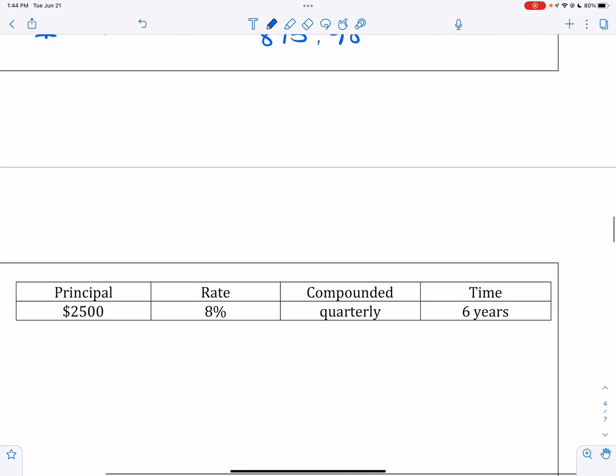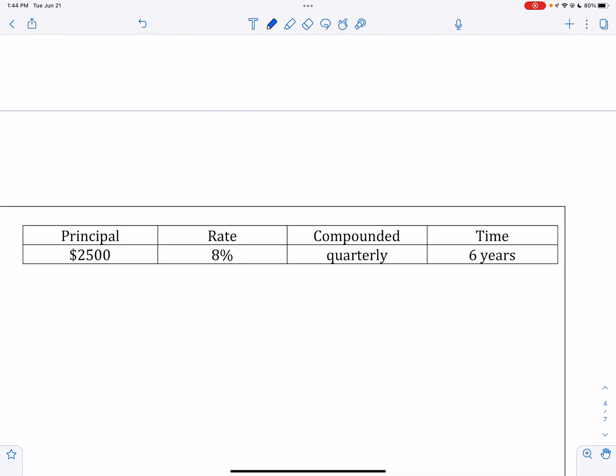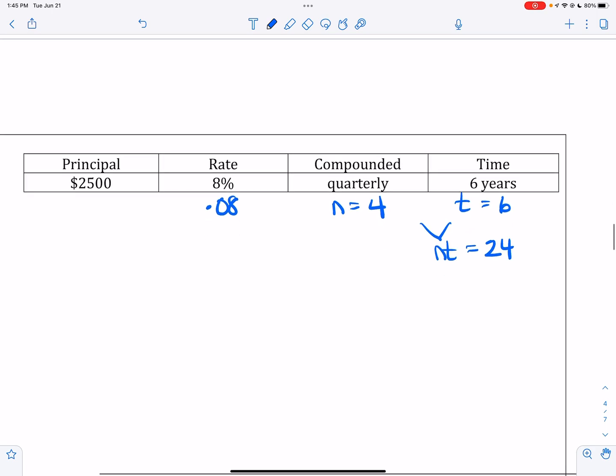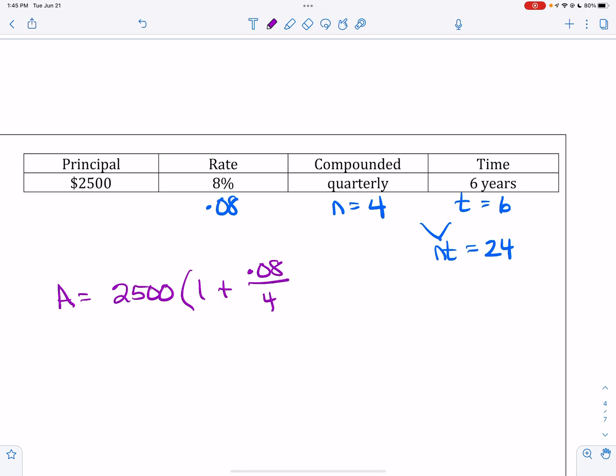Okay, so basically all these problems are the same. It's just changing the rate, the principal, just changing the numbers basically. So 0.08, N is 4, T is 6, so my N times T is 24. And I like doing that because it just saves me from having to enter extra parentheses into my calculator. So the accumulated amount is 2,500, 1 plus 0.08 divided by 4 raised to the 24th power.